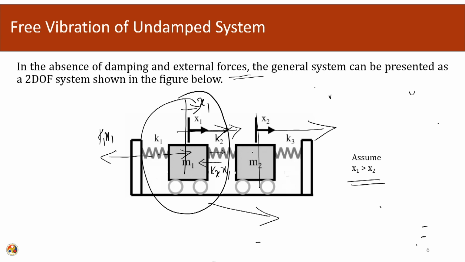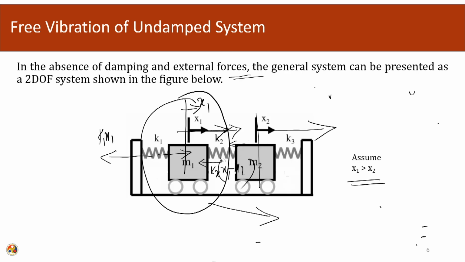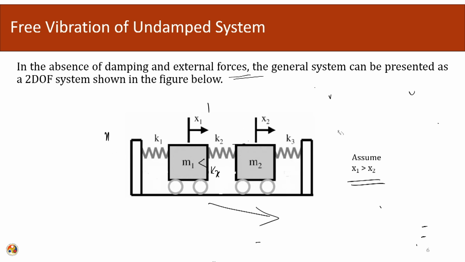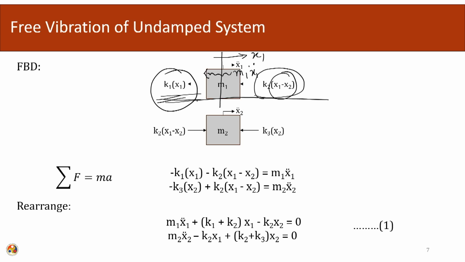So, there will be an opposing force out here. The net displacement of K2 will be x1 minus x2, and we know that the spring force is based on the relative displacement. So, the net displacement of this spring is x1 minus x2, and it will be exerted this way. So, the spring resistances are K1 x1 and K2 times x1 minus x2.